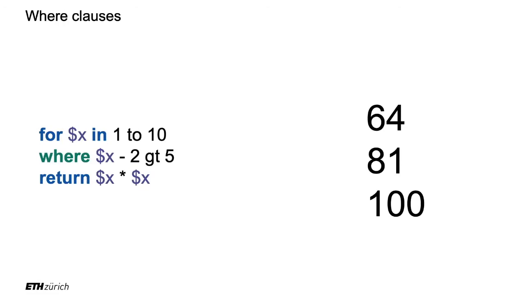So imagine that I had, let me give you an example. Imagine that I give you the query for $x in 1 to 3, return 1 to $x. What does this return?